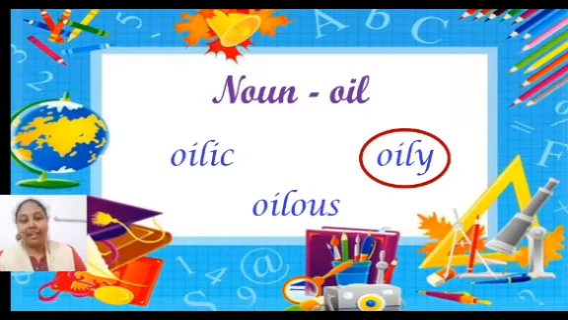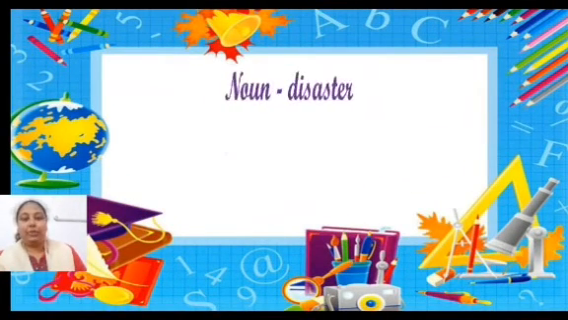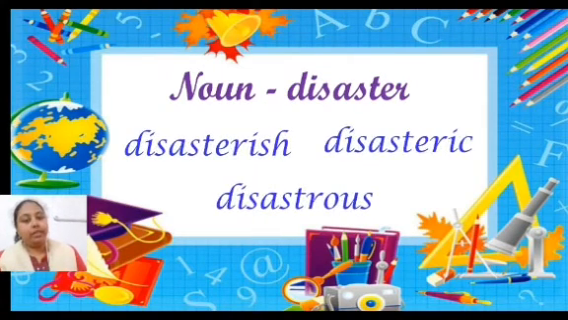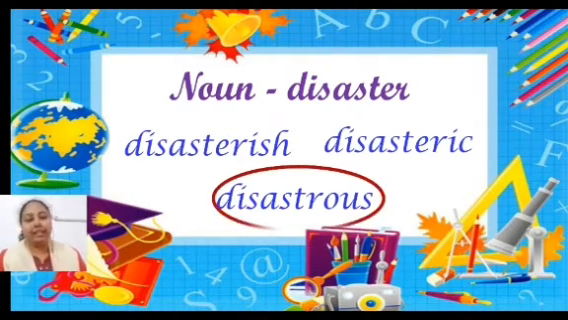Let us see our second question, children. So, our second noun given to us is disaster. And the adjective words are disastrous, disastric and disastrish. What do you think? Which is the correct one? Yes, disastrous is the correct adjective over here.